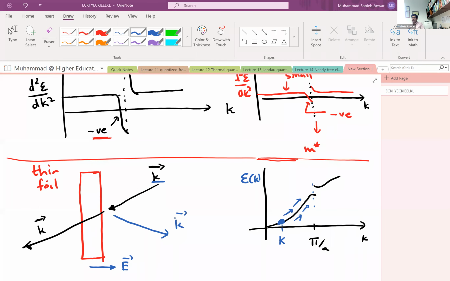Now if you put that solid on a weighing balance, of course the mass is not going to change. But this derives from the concept of bands. The bands have a certain curvature, and that curvature determines the effective mass of electrons. I hope I'm able to get some physical sense into this picture.